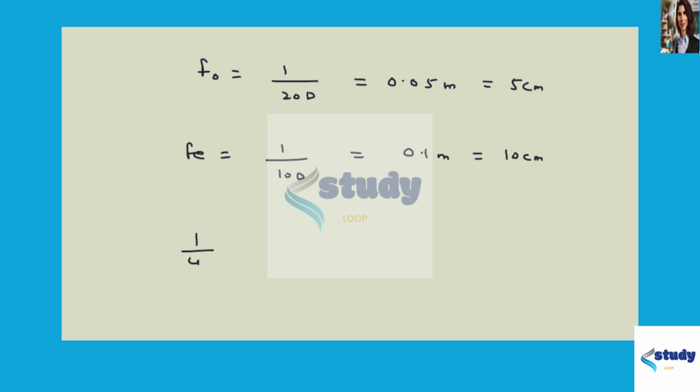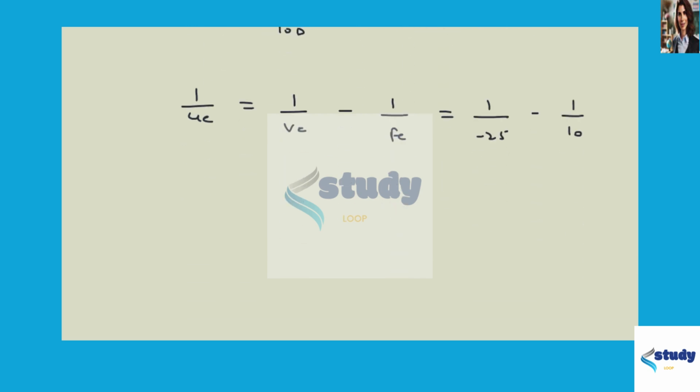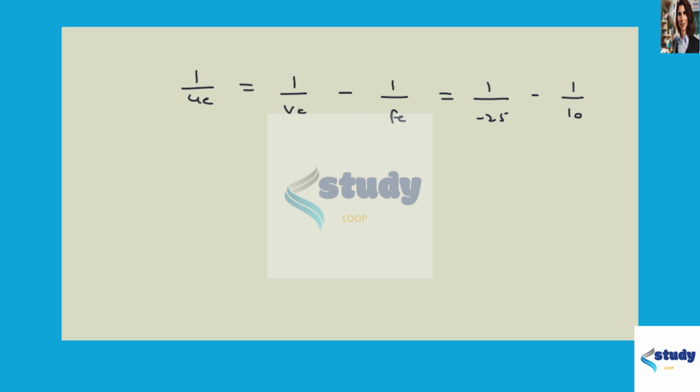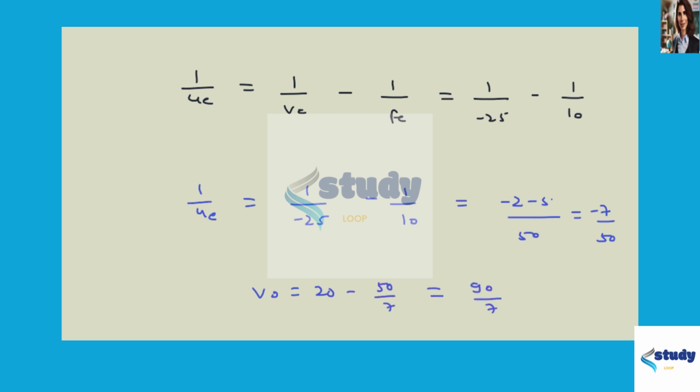Using the lens equation, 1 by UE is equal to 1 by VE minus 1 by FE, which is equal to 1 by minus 25 minus 1 by 10. On simplifying it further, I can write the value of 1 by UE is equal to 1 by minus 25 minus 1 by 10, which is equal to minus 2 minus 5 by 50, which is equal to minus 7 by 50. Now going forward, the value of V naught can be written as 20 minus 50 by 7, which is equal to 90 by 7 centimeter.